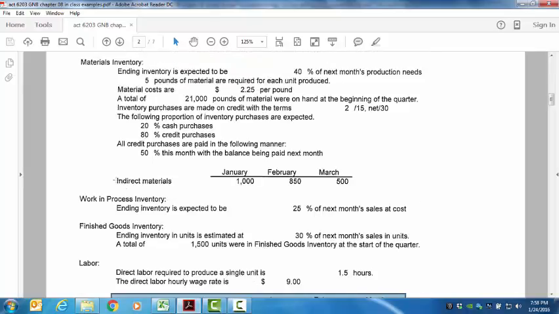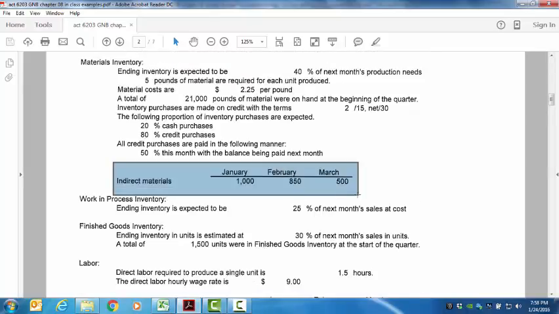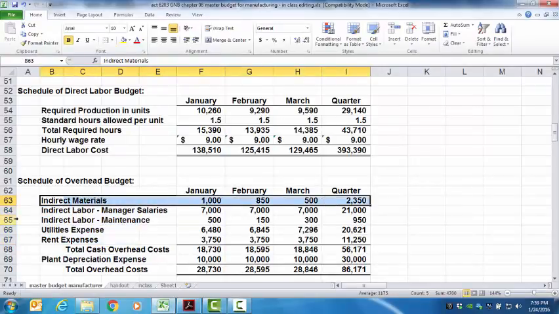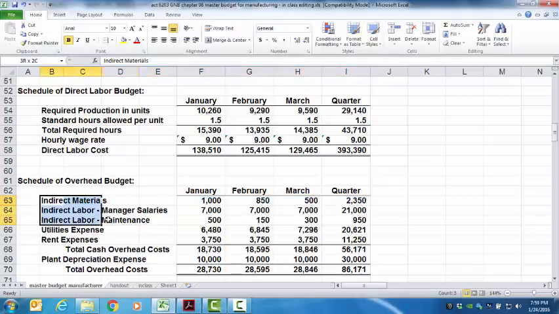And then up here on indirect materials, we have some for January, February, and March. And again, maybe this was some of the parts or the oil and grease that the mechanic used. Or it could be an insignificant component in the product, like a drop of glue or what have you. But these are the indirect materials. So the indirect labor and the indirect materials, as you can see, I have just inputted them on the budget.